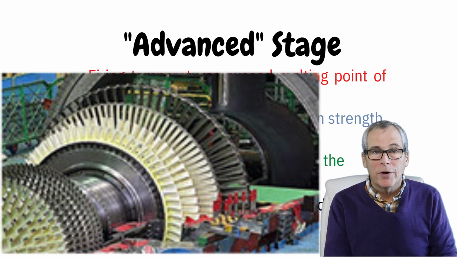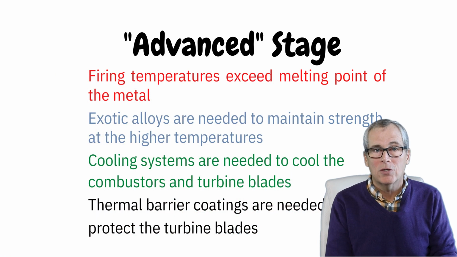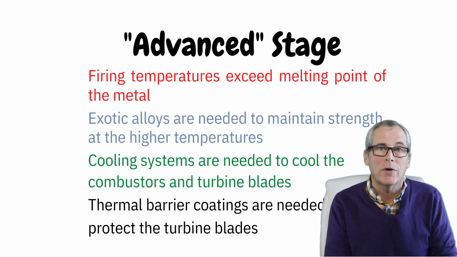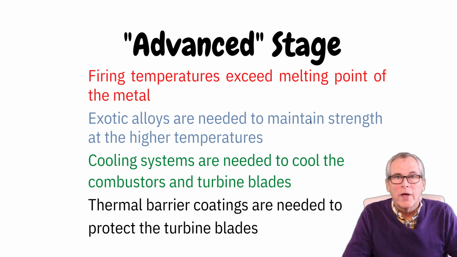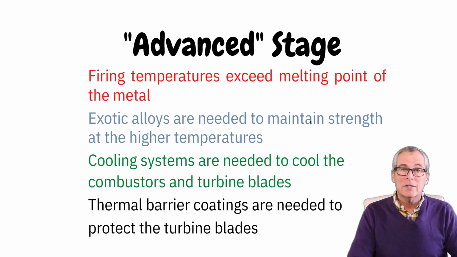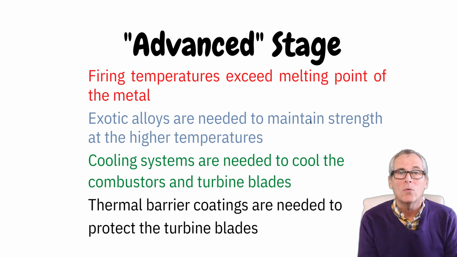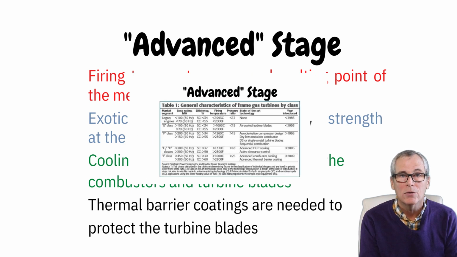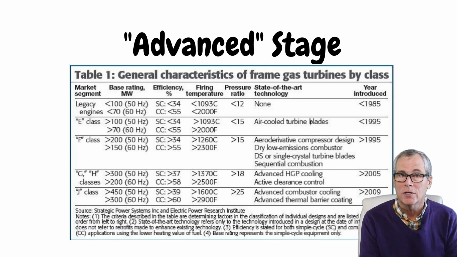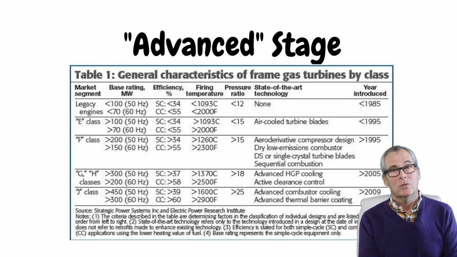In addition to thermal barrier coating, we have cooling holes and we have slots inside the blades so that we can drive compressor air through the blades to cool them down. So what does advanced stage mean? Advanced stage is basically when we're burning the fuel and we're creating temperatures above the melting point of the steel or the alloys that the machine is made of. So we need exotic alloys to handle those temperatures.